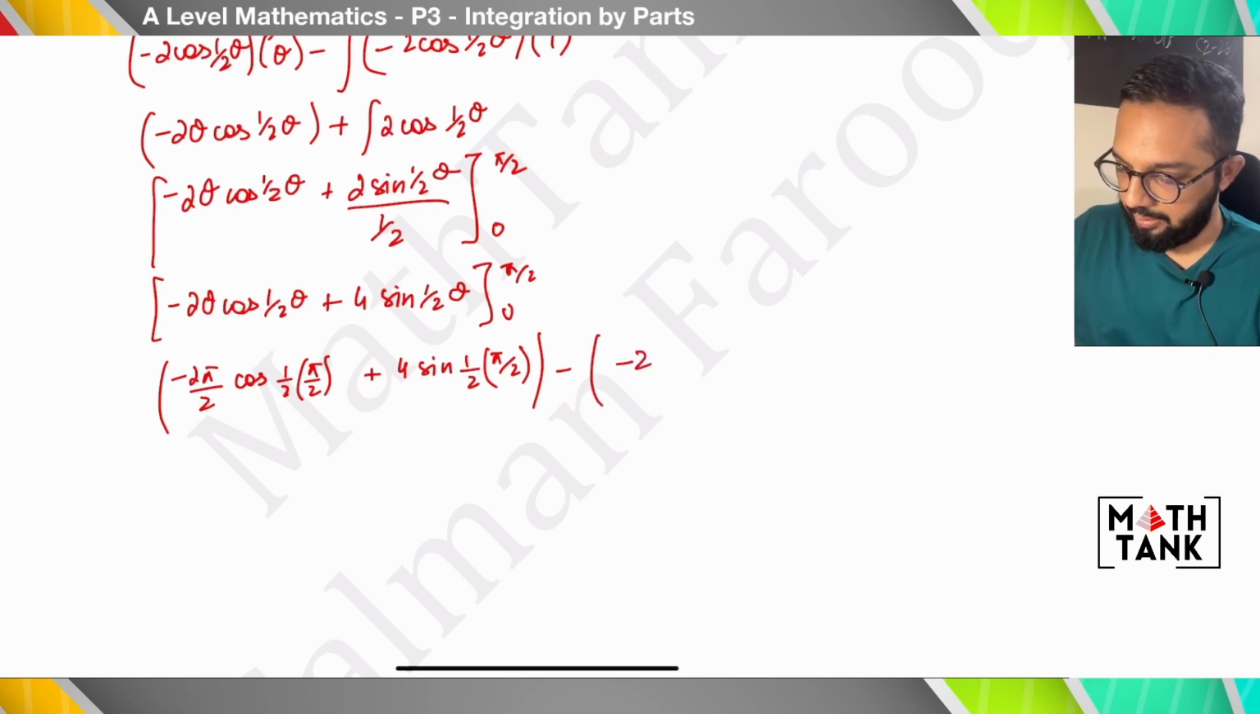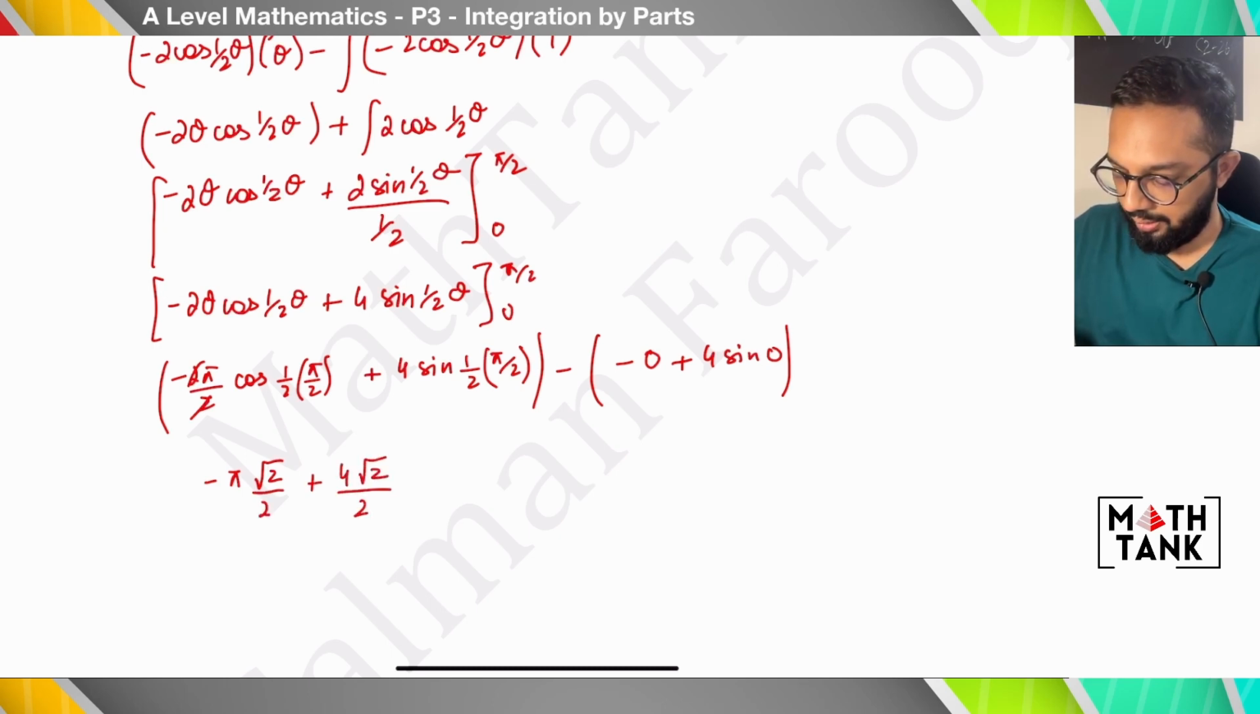The lower limit becomes 0 for the first one because there's a 0 there, and 4 sine of 0 will also give me 0. So it's just this one that I need to solve. This becomes minus pi, cos pi over 2 is root 2 over 2 according to your calculator, and 4 root 2 over 2.